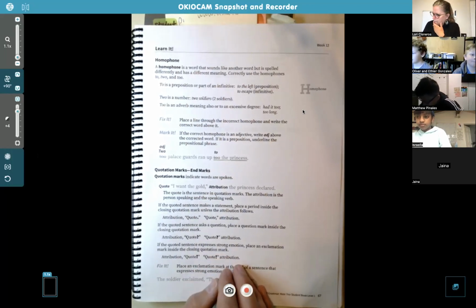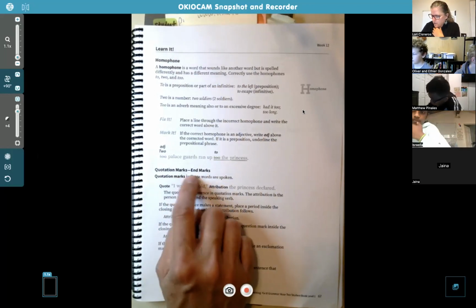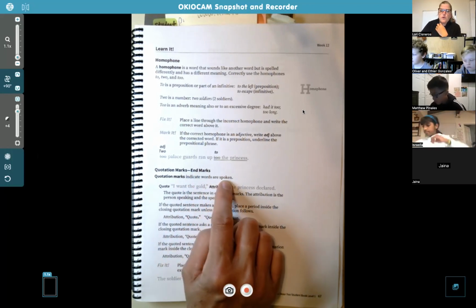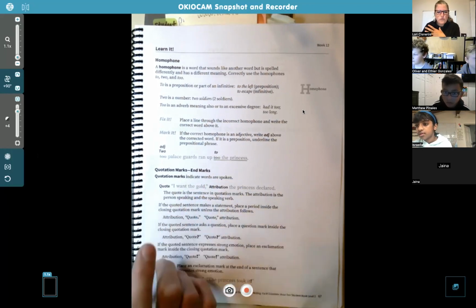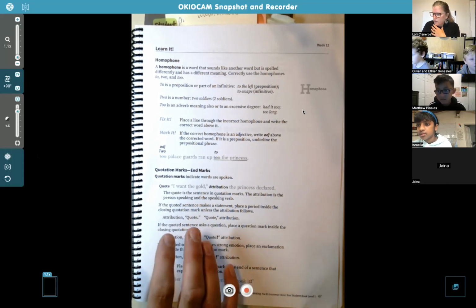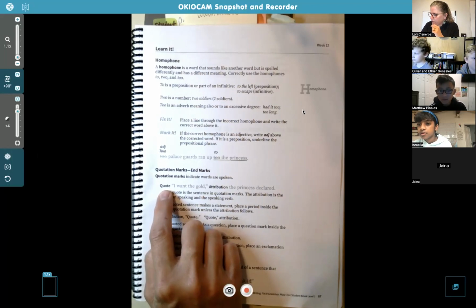Okay. Quotation marks and end marks. Quotation marks indicate words that are spoken. So when you're reading a book or a story and a character is saying something, you use quotation marks around what they say. And there's some rules about how to use punctuation when you're talking about somebody saying something in your story. So here is an example.